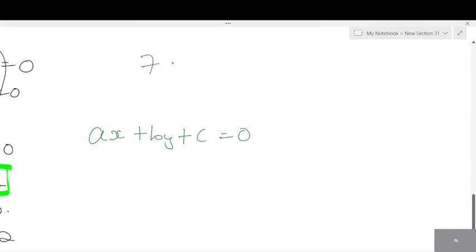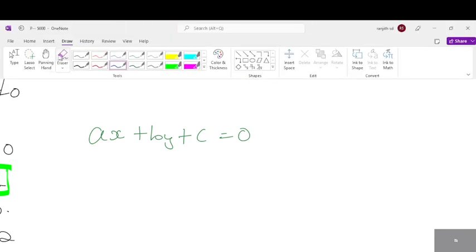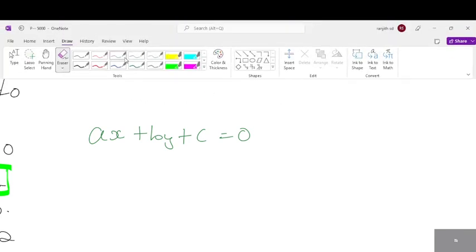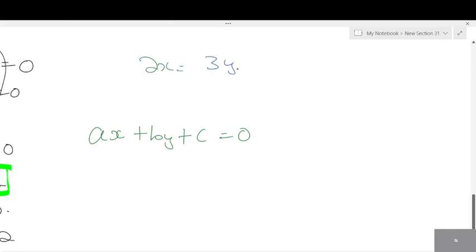Okay, next one. 7 is equal to 2x minus 3y minus 7. So shift all the numbers to one side, students. What's the first thing you have to do? If this question is given, what will you do? Which two values do you have to shift?